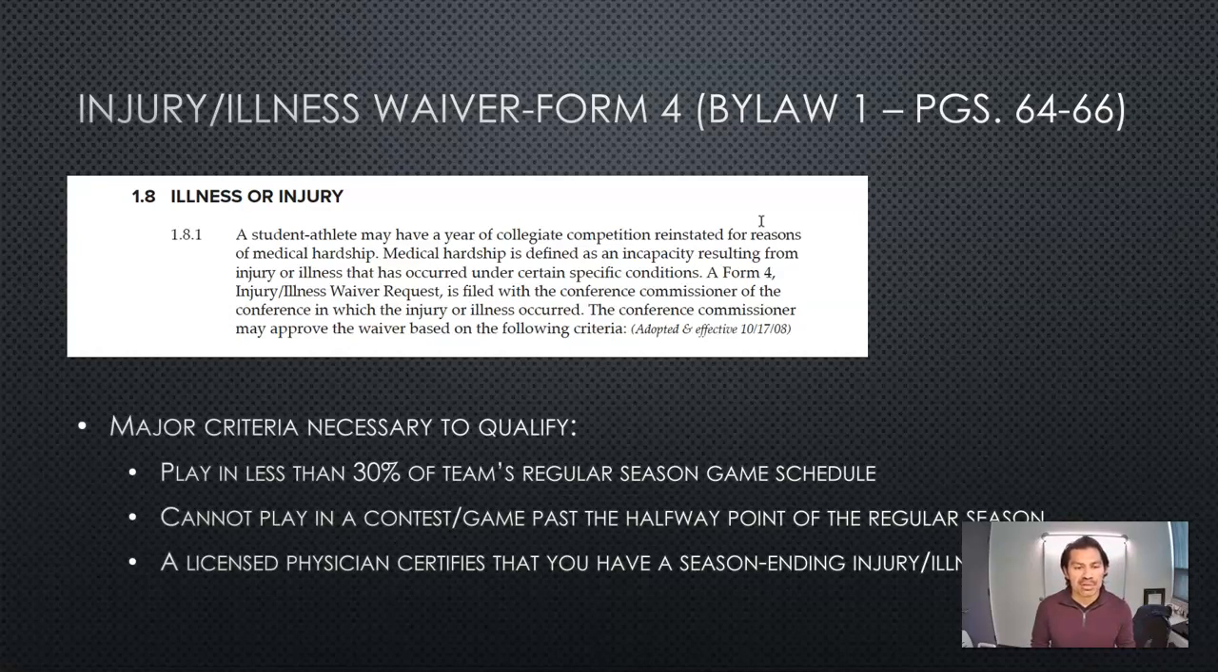So if we look at that document, which I'll show you right now in a minute, you'll see everything that's necessary. But the major criteria is that you played, as a student athlete, in less than 30% of the team's regular season game schedule, and that you did not play in any contest or game past the halfway point of the regular season. And finally, that a licensed physician certifies that you had a season-ending injury or illness.